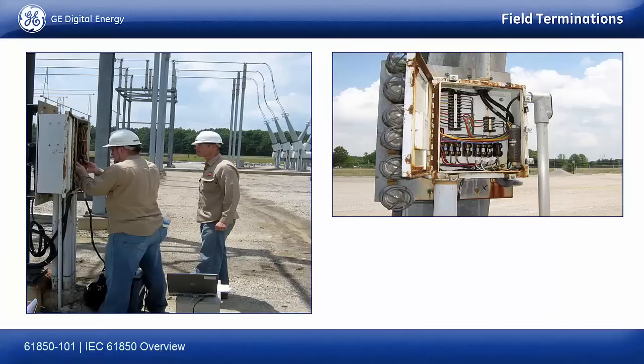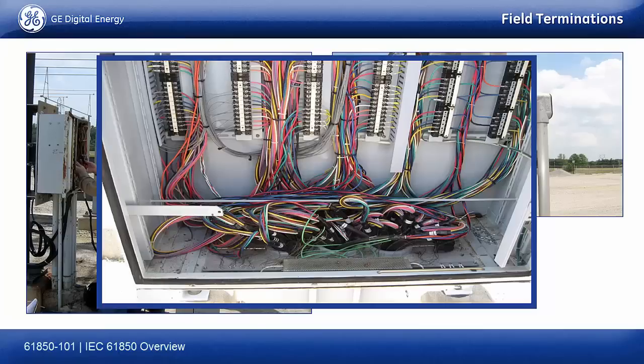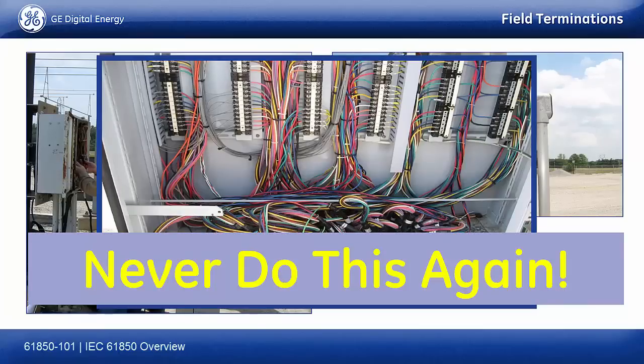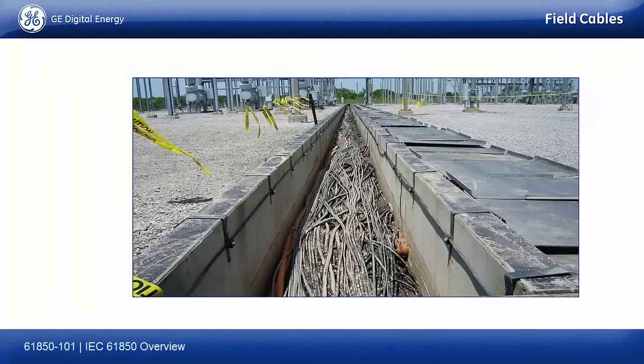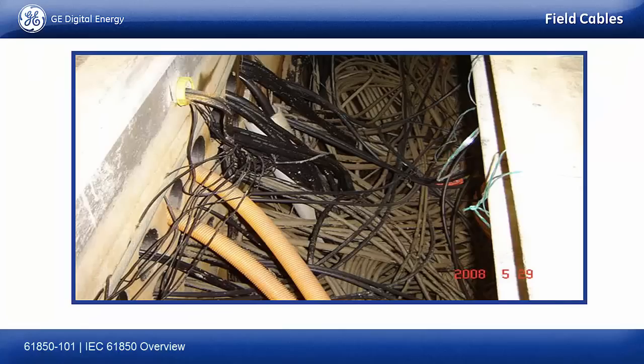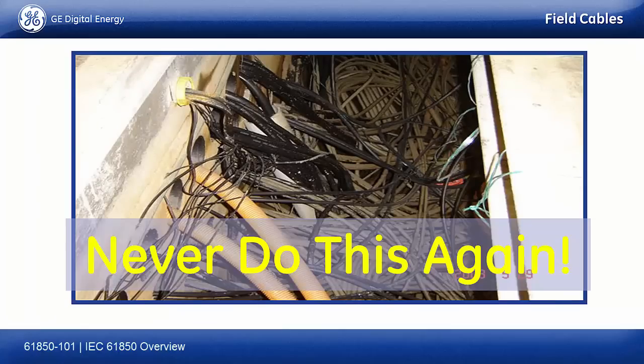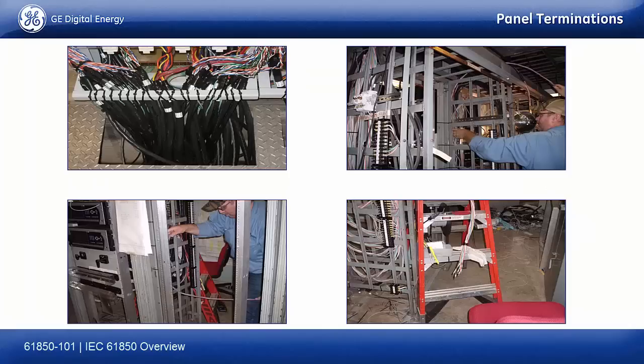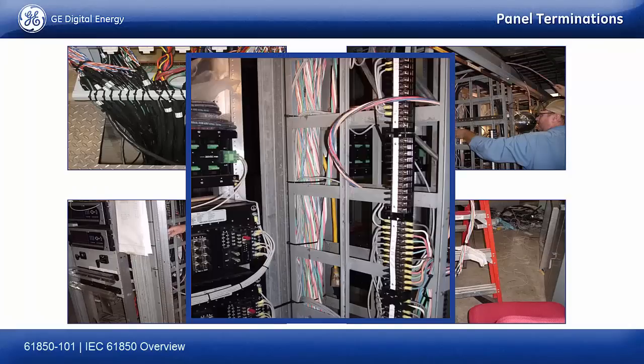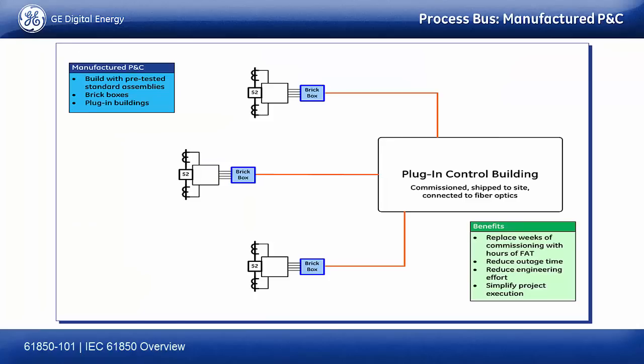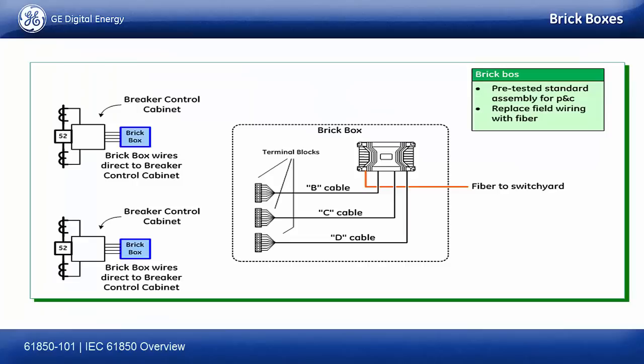And here are guys wiring, and look, breaker cabinets look like spaghetti. We don't want to do that. We don't want cable trenches full of cables, right? And once again, they look like spaghetti. Replace this all with process bus. Manufacture the whole system. And once again, it's the benefit of 61850.